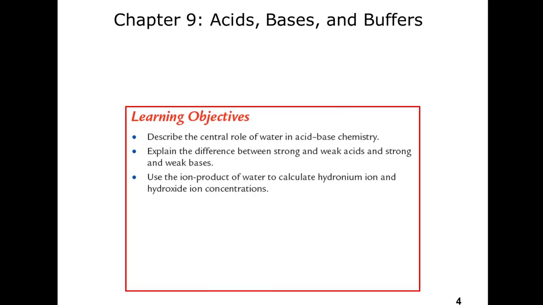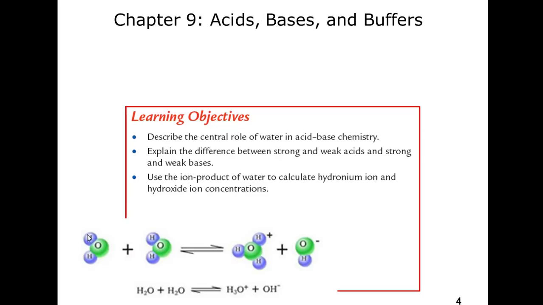Remember back in Chapter 3 when we learned about the hydronium and hydroxide ions? Well, here we can see that when two waters come together, a hydrogen atom is transferred from one water molecule to the other. This results in the creation of H3O+ and OH-.